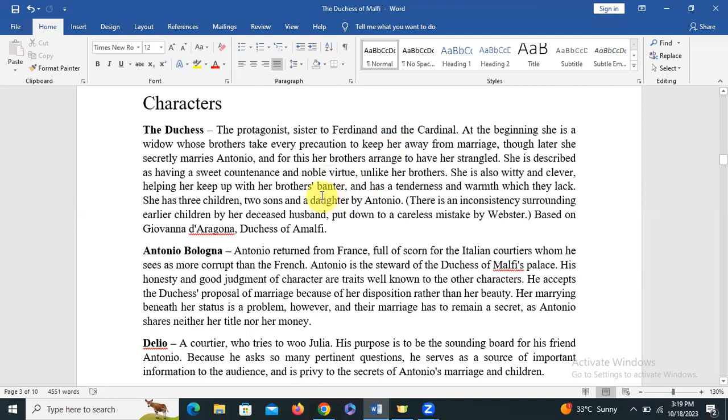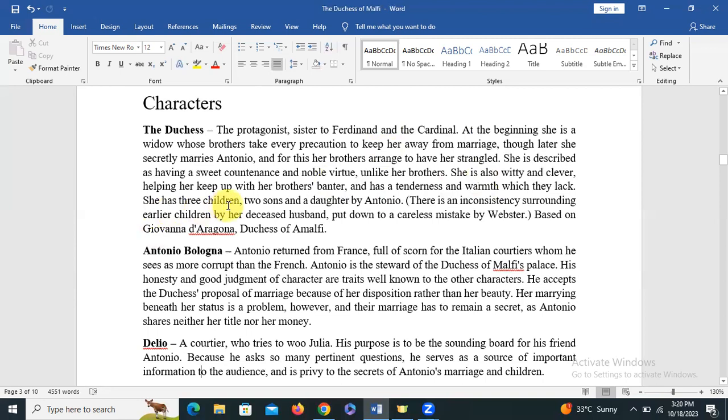Yes, do you want to say something? Oh no. Okay, so banter is something when you mock someone, so that will be a kind of banter. And so she's also witty, clever, helping her keep up with her brothers' banter, and has a tenderness and warmth which they lack.